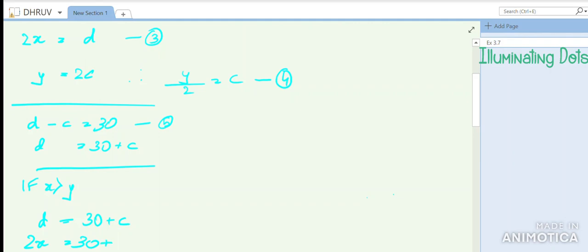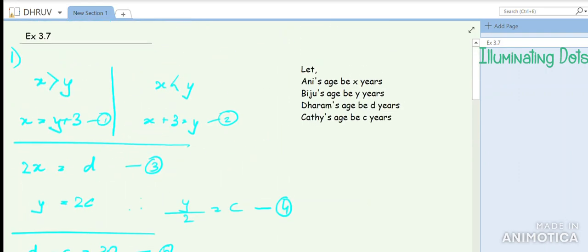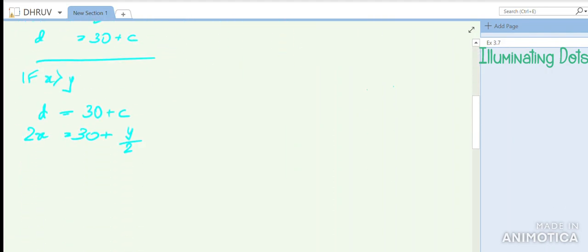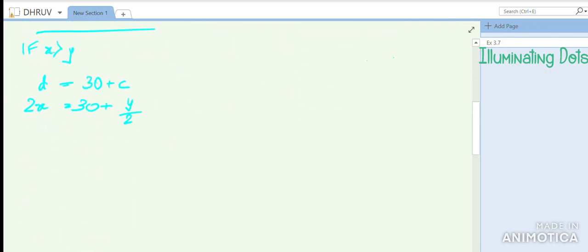C here is equal to y upon 2. So plus y upon 2. Now we found out in the first equation that x was equal to y plus 3. If x was greater than y, then x is equal to y plus 3. So I write this here: 2 (y plus 3) is equal to 30 plus, okay, let me simplify it further, 60 plus y upon 2.